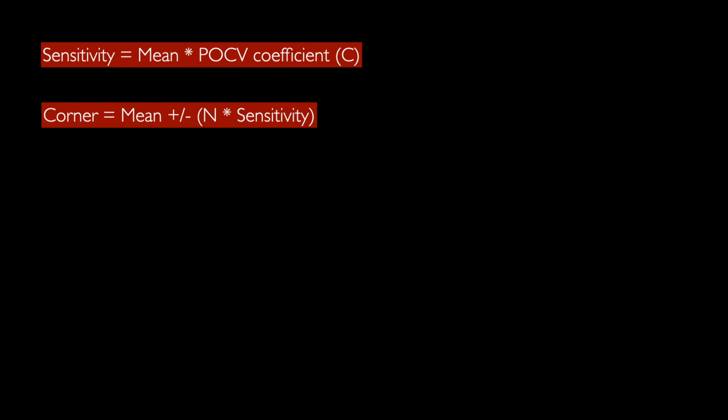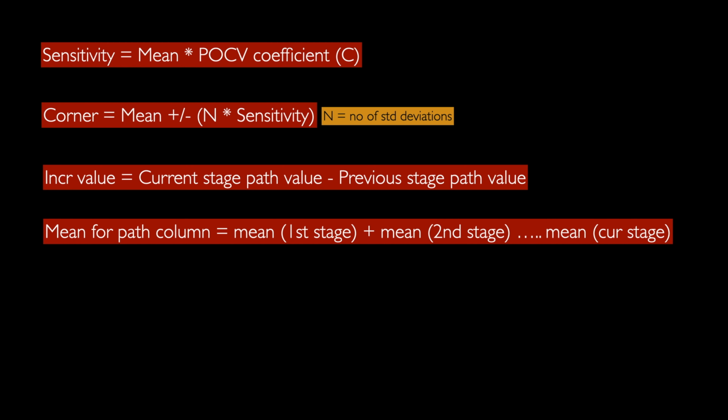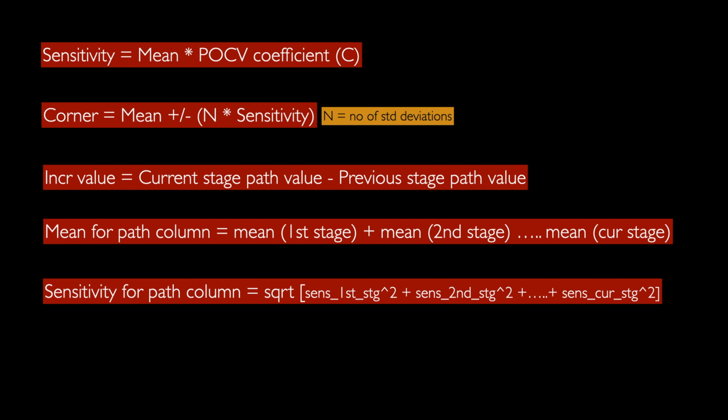And then we can calculate corner by using mean and sensitivity. Okay, so basically corner is the delay value after POCV calculation. Here n represents the number of standard deviations. Incremental value is calculated by subtracting the previous stage path value from the current stage path value. Mean for path column is calculated as the summation of all the means from different stages. Sensitivity for path column is the RSS value, root sum square.